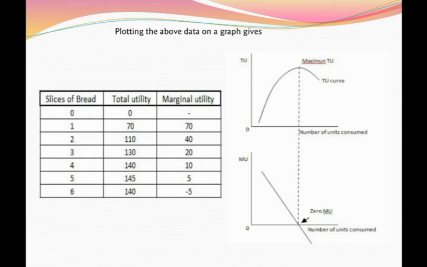In the given table also we can see the values: the total utility is 0, then 70, then 110, 130. So it is increasing. But for marginal utility, you can see 70, 40, 20. It keeps on decreasing right from the first unit.